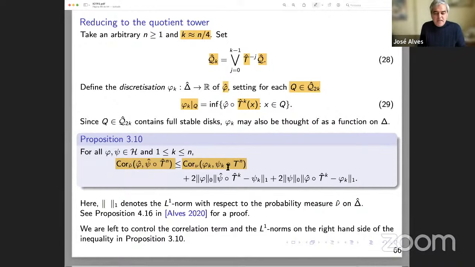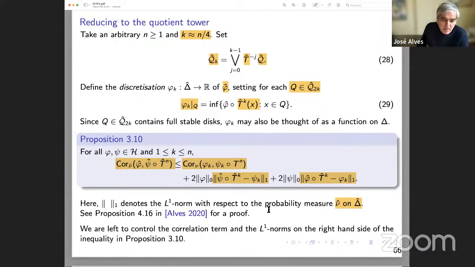See that these domains, when we iterate, so when you consider the refinements of the partition, they are smaller and smaller. So the discretization is close to the observable itself. So it's not a big difference. And then there also appears the zero norm, since phi and psi are both Hölder continuous, the zero norm is finite. So this is the sup norm. And we obtain two L1 norm terms. The L1 norm here is with respect to the probability measure in the tower.